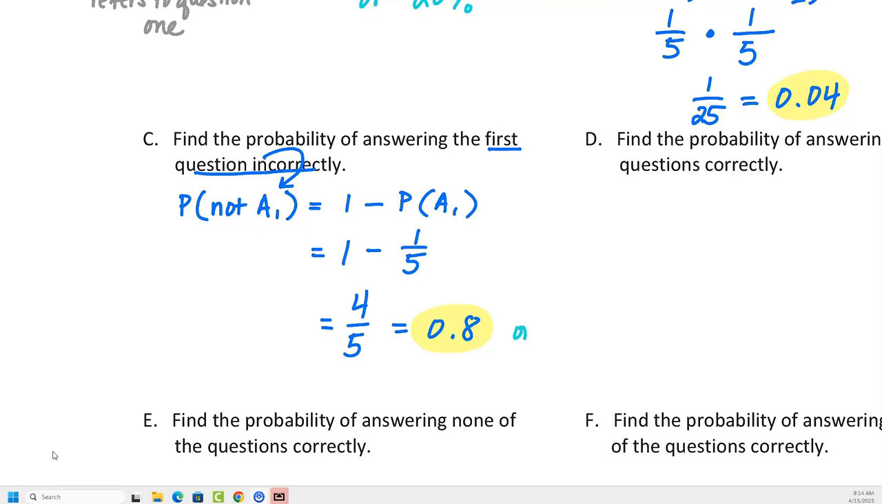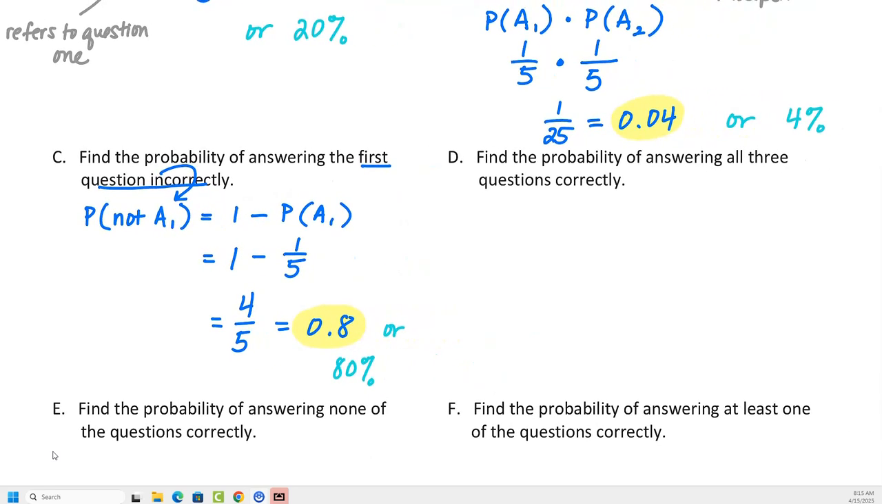Right, or it's 80%, right? D, find the probability of answering all 3 questions correctly. So this is the probability of A1 and A2 and A3, right? So all three questions correctly.